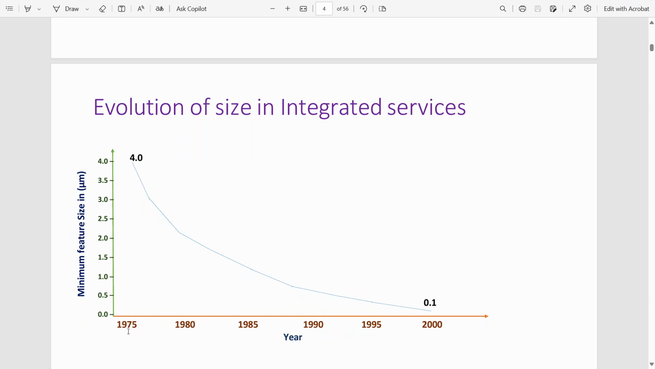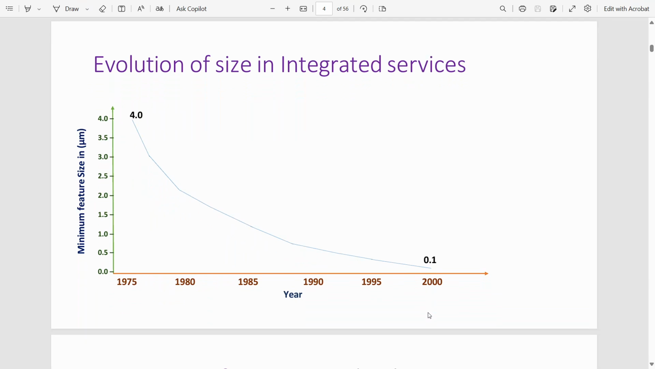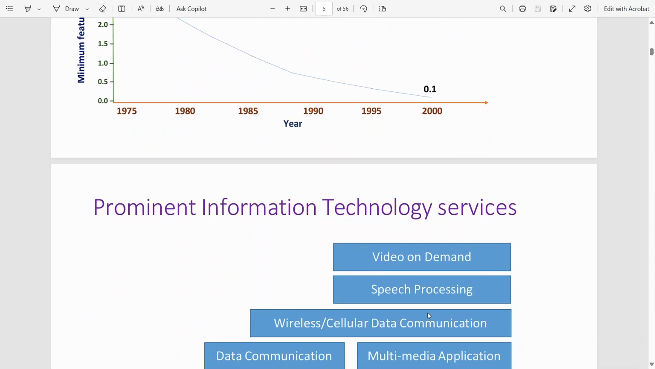In 1975, we were in 4 micrometer technology, and by 2000 it was gradually decreasing exponentially, and we came up to 0.1 micrometer technology. The technology is nothing but the length between source and drain, and now we are working under 3 nanometer or 2 nanometer technology. Okay, so this is the evolution of size in integrated circuits.